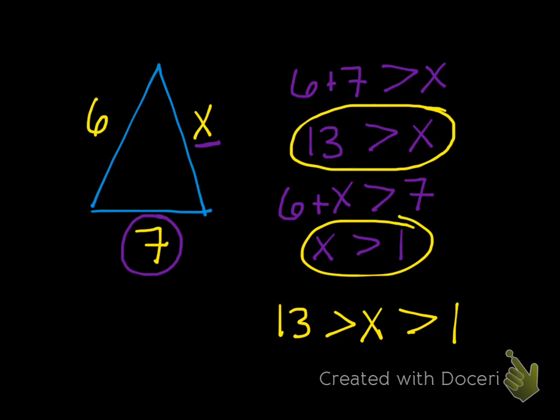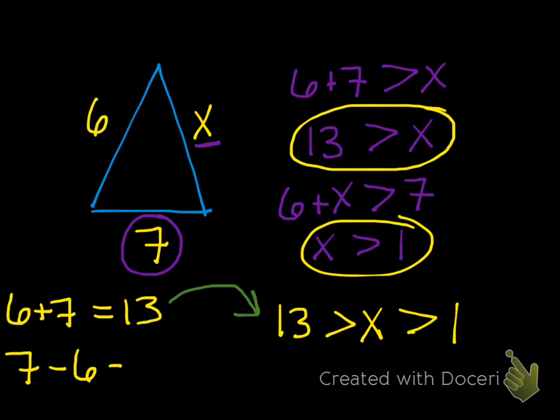Okay, I want you guys to look at something really quickly. If you take 6 plus 7, you get 13, and that corresponds to this number. And if you do 7 minus 6, you get 1, which corresponds to that number. So basically to do an inequality, if it gives you two sides and one of them is a variable, you add the two sides together and then you subtract the two sides.